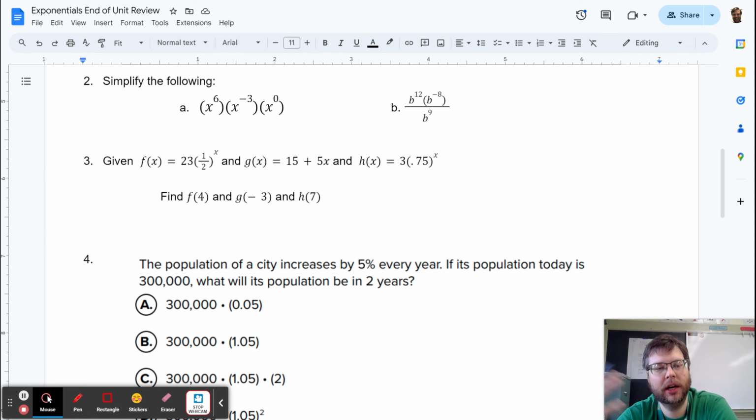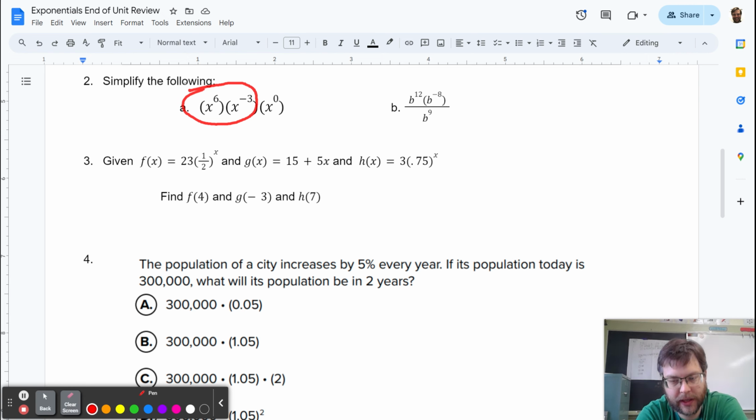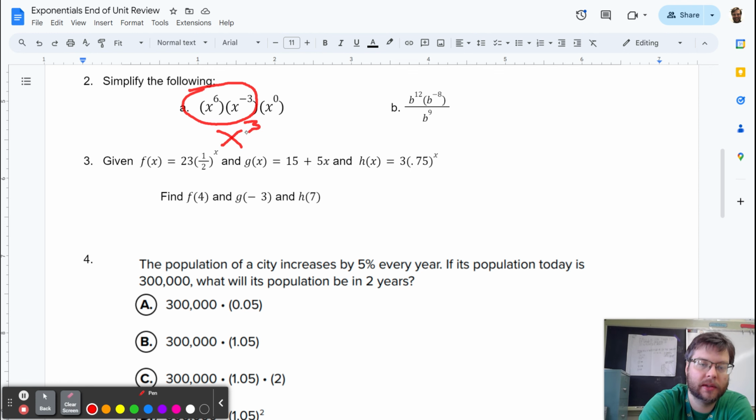Some people get hung up on these simplifying problems too. We're simplifying exponents. And they're like, well, I know how to do it if there's two things, but I don't know how to do it if there's three things. So just do it two things at a time. Let's do these two first. What do we do when we're multiplying things and they have the same base? We add the powers. So 6 plus negative 3 makes 3. Did I do anything to the x to the 0? Nope. Just write it down again.